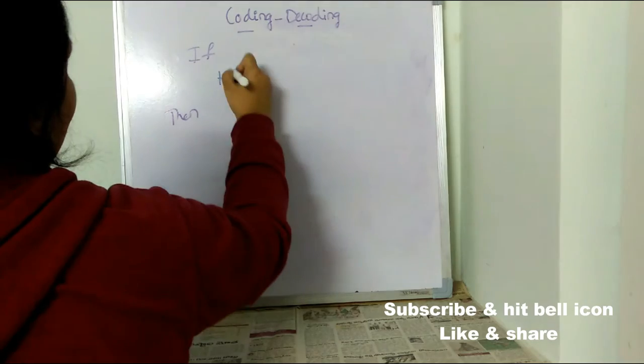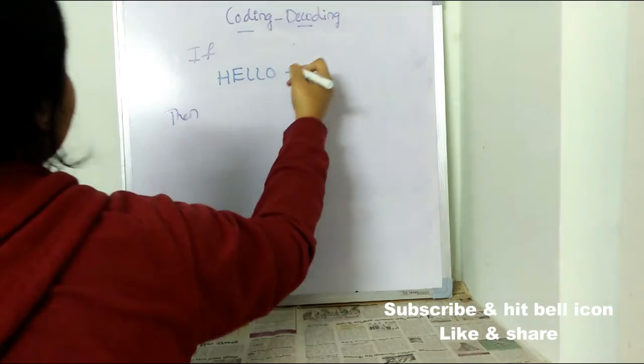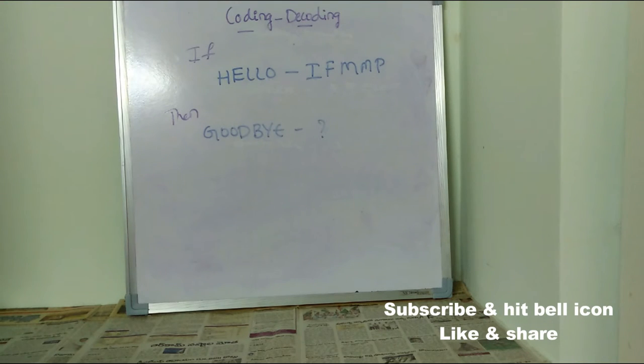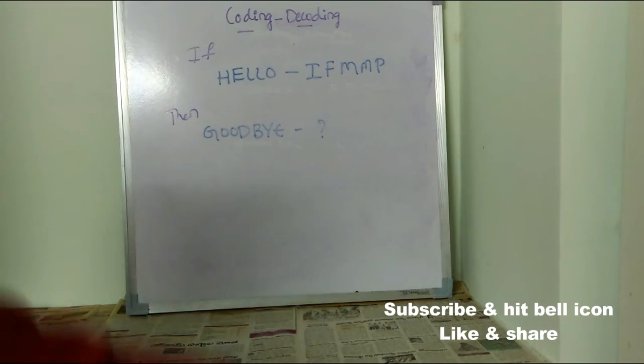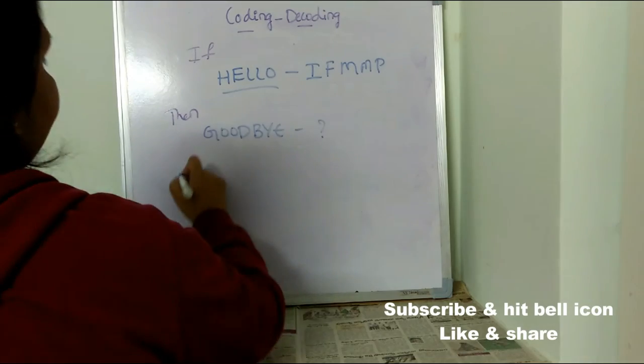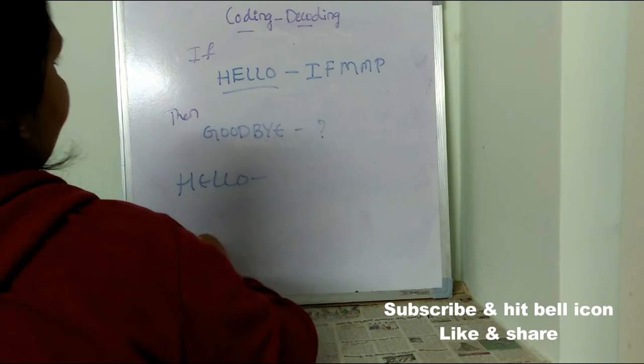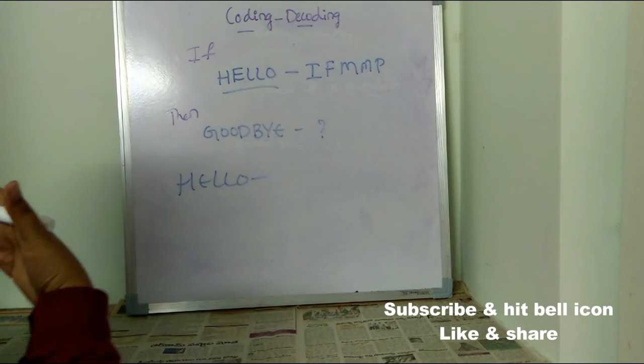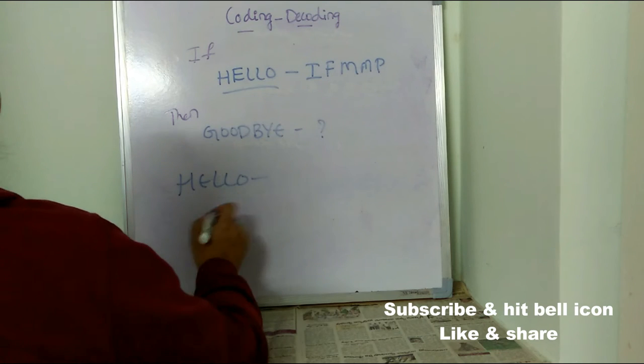If hello is written as IFMMB, then how can you write goodbye? Okay, so again, take the main word hello and try to decode it. After seeing this, we are not understanding how it was coded. Now what we need to do is just write A to Z. It might be in capital or small letters, it's your wish. Just write all the alphabets.